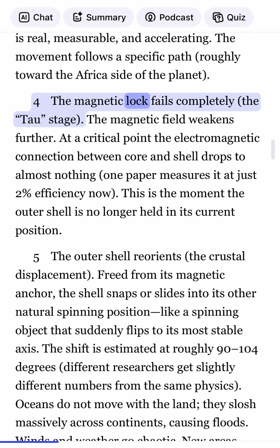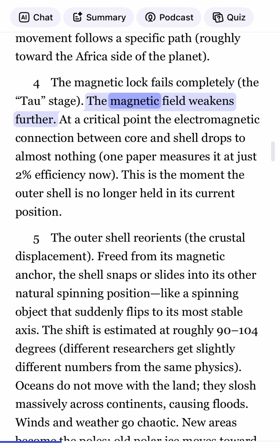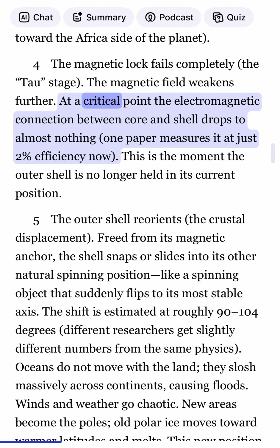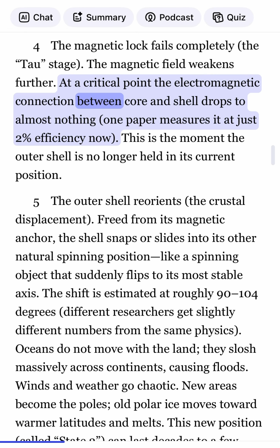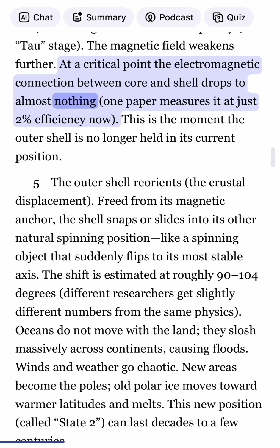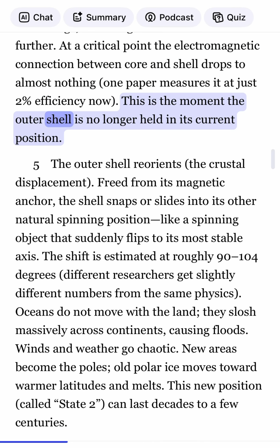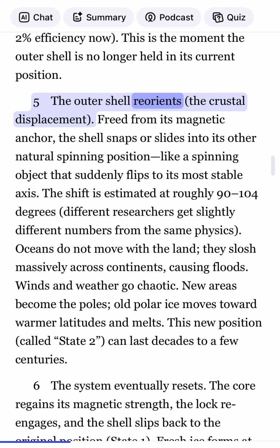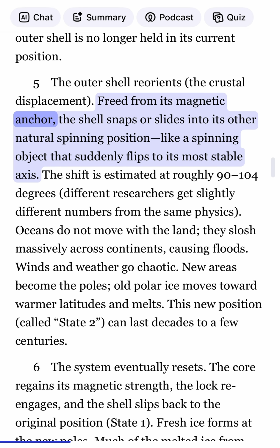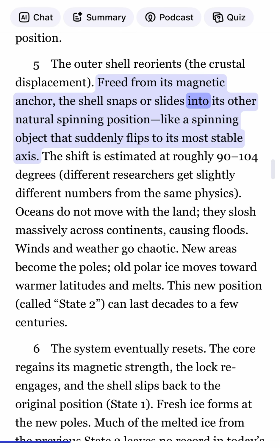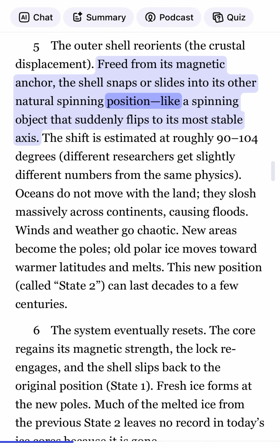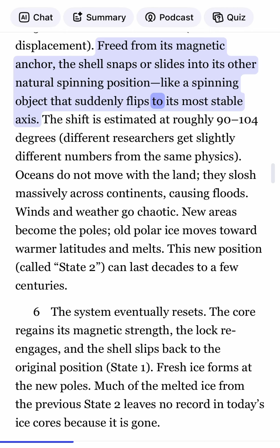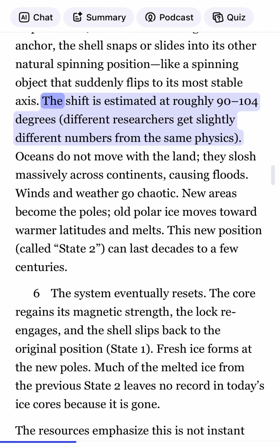4. The magnetic lock fails completely. The magnetic field weakens further. At a critical point, the electromagnetic connection between core and shell drops to almost nothing. This is the moment the outer shell is no longer held in its current position. 5. The outer shell reorients. Freed from its magnetic anchor, the shell snaps or slides into its other natural spinning position, like a spinning object that suddenly flips to its most stable axis.